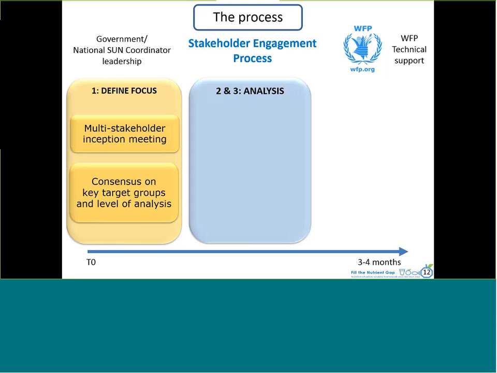Then the large part is the analysis. And in the analysis, the cost of the diet is a key component. There will be training for how to do it. And as you saw from that slide on cost of the diet, we need food price data. Food price data may come from secondary sources, such as national household expenditure surveys or food price monitoring data, if they are elaborate enough. So they should have information about 60 to 80 food items at least. So if that is available, that can be used.